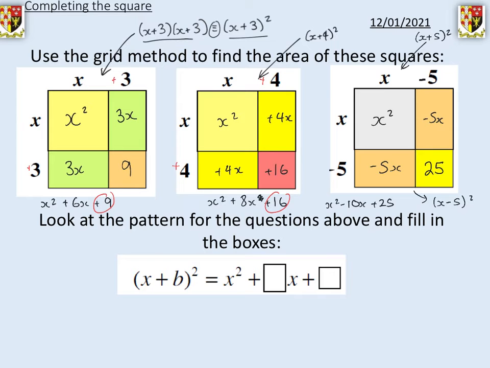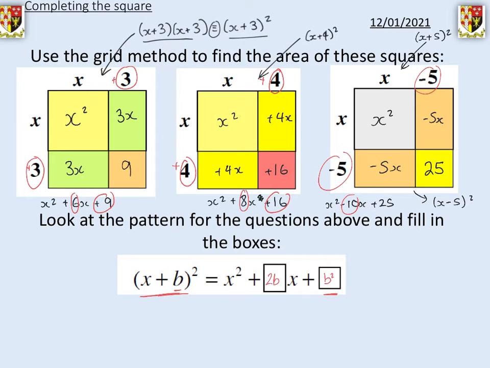So what we can notice is that because you're going to have two lots of 3x, it was doubled to give you 6x, or because you've got two lots of 4x, it's doubled to give you 8x there. And because you've got two lots of minus 5x, that's doubled to give you minus 10x. So you could say that what happens when you square the bracket is that you're going to have two lots of whatever the number is, so that amount of x, and then you add b squared there. Don't worry too much about that at the end.